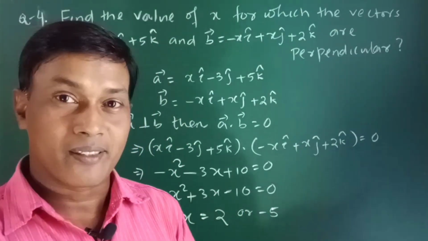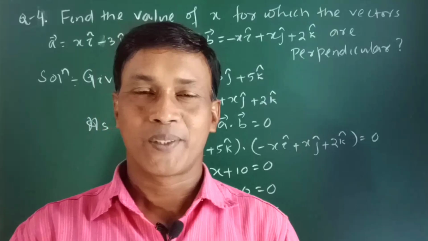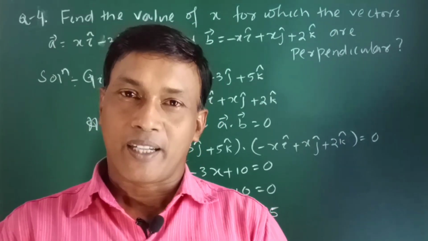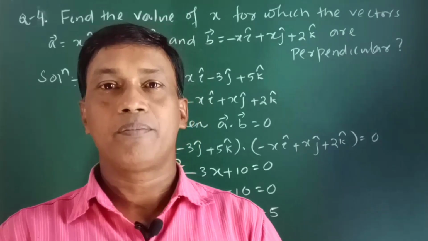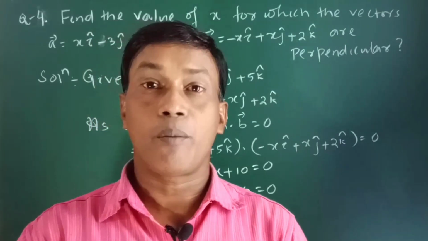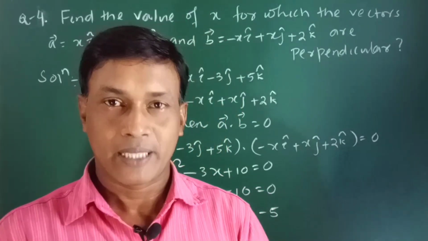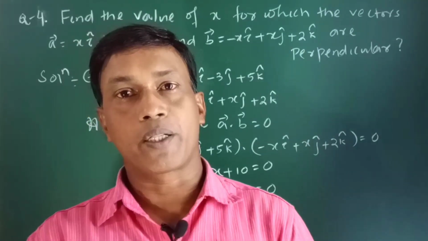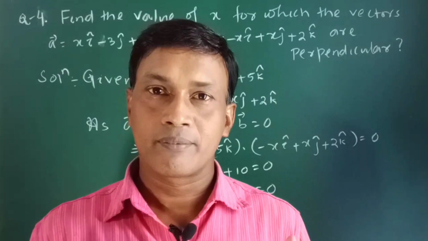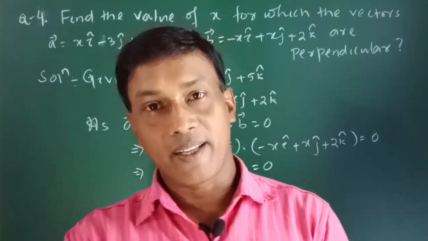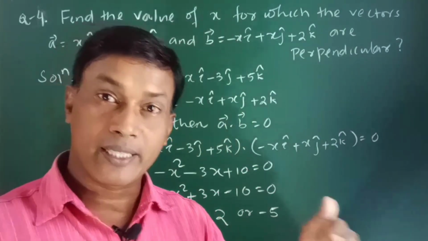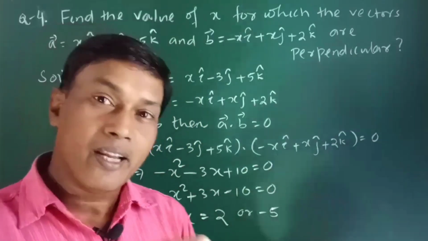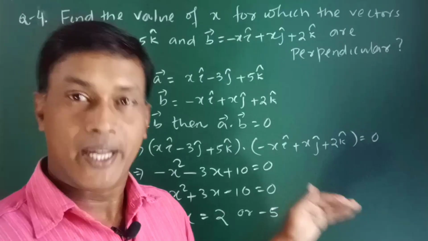So look at here, in the previous example, two vectors were given, and you had to show that the sum and difference are perpendicular. That means in the previous question you had to show that two vectors are perpendicular, but here two vectors are given as perpendicular, and you have to find the value of x or any unknown present in that vector.